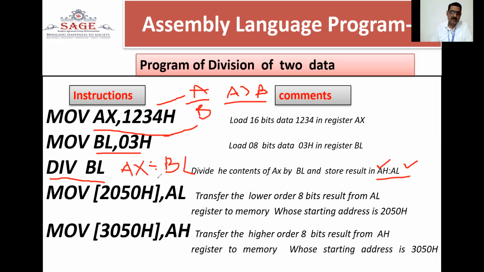These two results will be available after the division operation, and they can again be stored in memory locations by using MOV instructions. The quotient is stored at memory location 2050H, and the remainder will be stored at memory location 3050H. And like the other programs, we write the HLT instruction at the end of each program. So this is the simple program of the division operation of two data in assembly language.